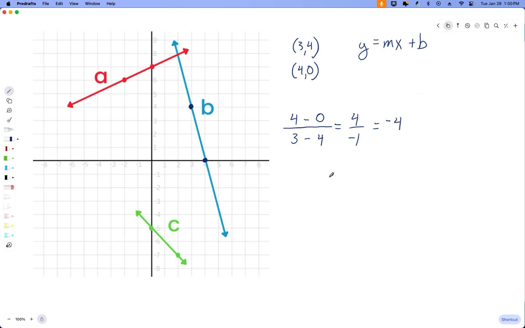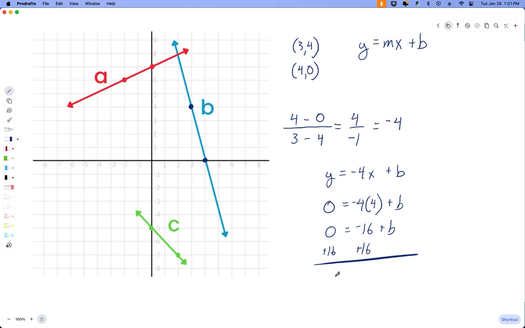So now we can say y is equal to negative 4x plus b. We still don't know what b is, but we do have a value for x and y. We can use either one of these points and drop in for x and y. So I'm going to use 4, 0 just because I think the math will be easier. So y is 0, and we have negative 4 times 4 for the x plus b. So that's going to be 0 is equal to negative 16 plus b. We add 16 to both sides so we can solve for b.